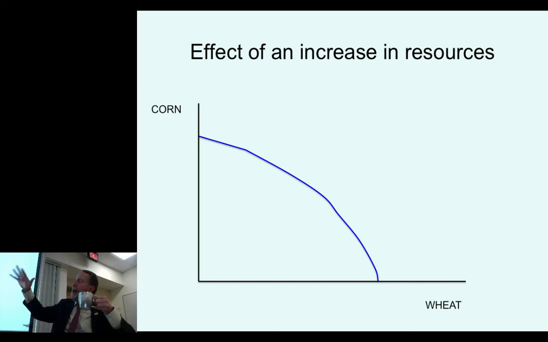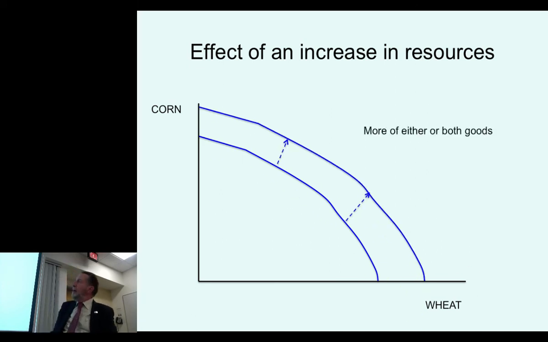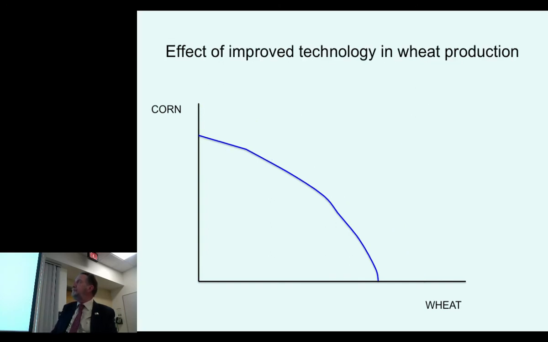How would you describe, how would the function change? Visually, how would the function change? Raise your hand. Yes, sir. In both directions. Excellent. Good. Yeah, you just see it shift outward in that case. Now again, I've shown what looks like a parallel shift. That's not necessary. It could be that you get a lot more corn and a little bit more wheat, so it doesn't have to be parallel. But the function would shift outward, showing that with additional resources, I can produce more corn and wheat. So adding resources shifts the curve out.